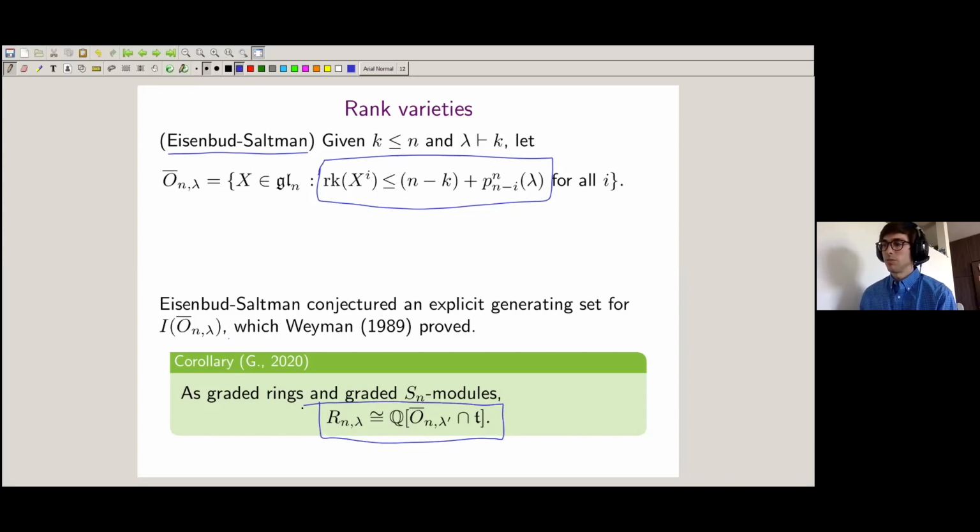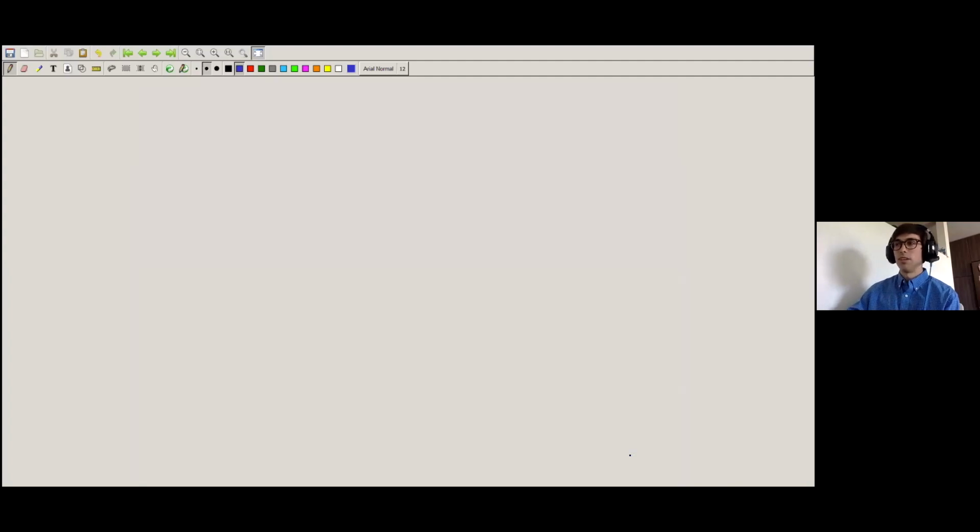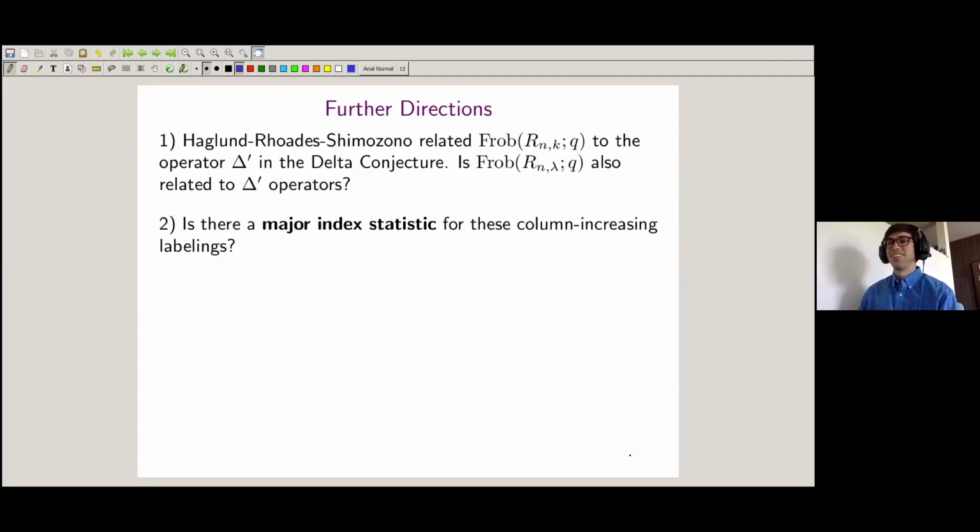So Rn lambda is isomorphic to this coordinate ring of a scheme-theoretic intersection of the rank variety with the diagonal matrices. My formulas for Rn lambda give you basically the Hilbert series and the graded Frobenius characteristic of these coordinate rings. Okay, and I think I'll end. Oh, and last slide, not ending yet.